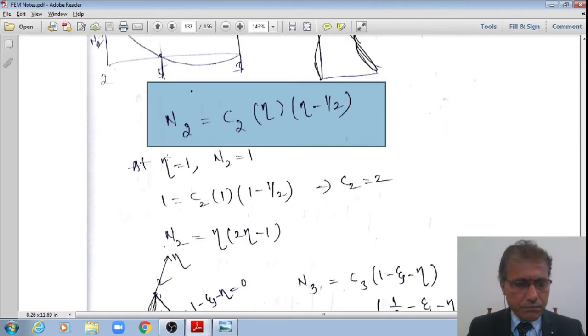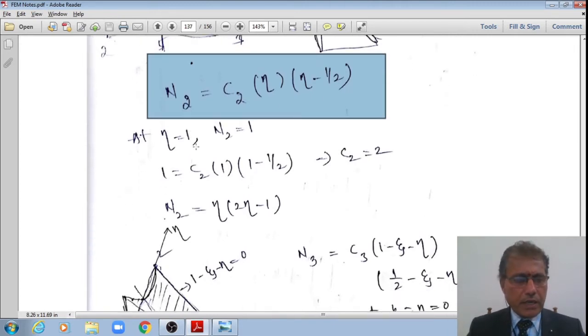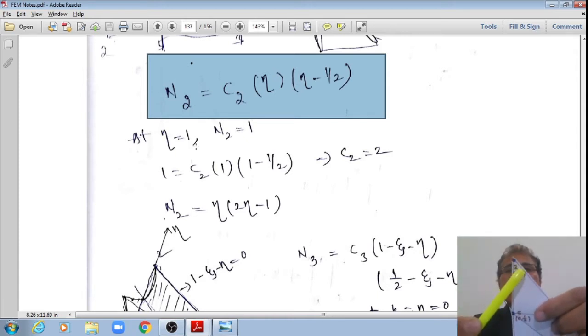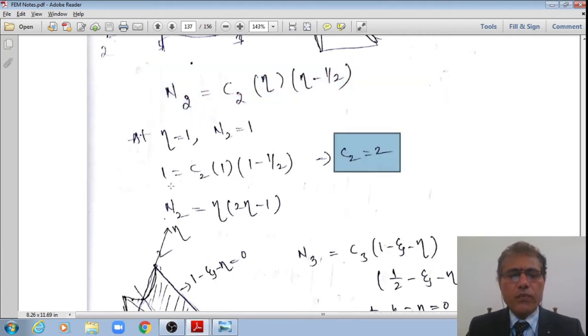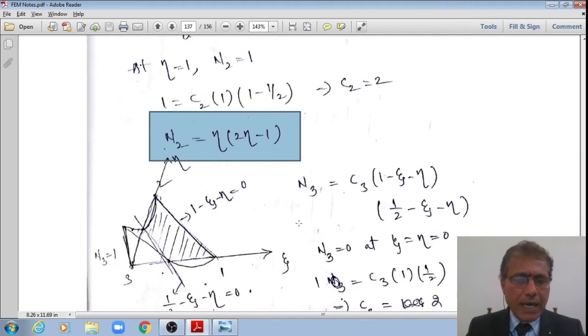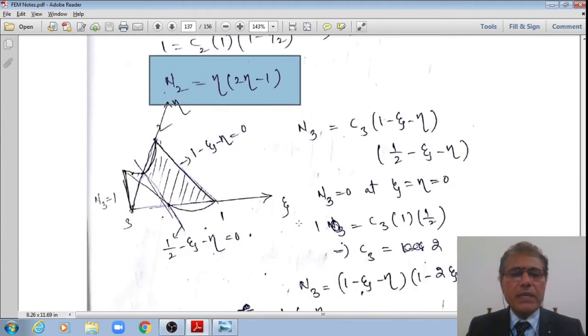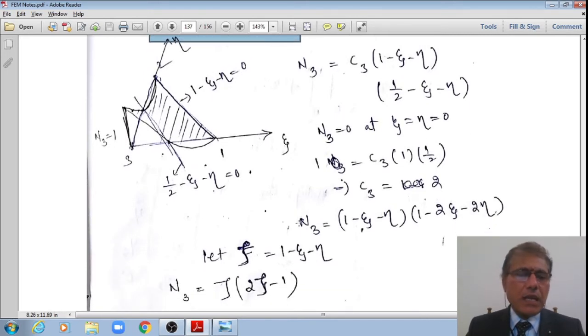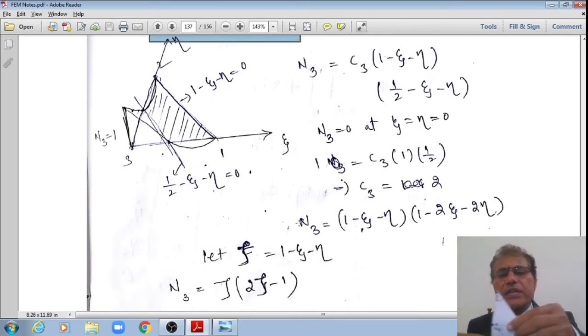But we know that n2 is equal to 1 at this node, 0, 1. Therefore, substituting, now I'll get c2 is equal to 2. Therefore n2 is equal to eta multiplied by 2 eta minus 1, right? Now if we do that, then I'll move to the derivation of the third shape function, students.